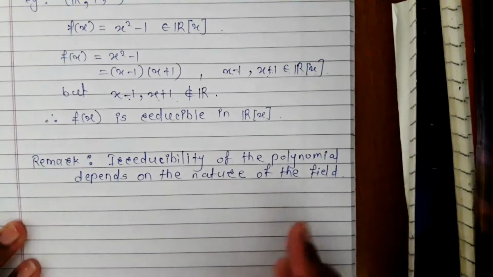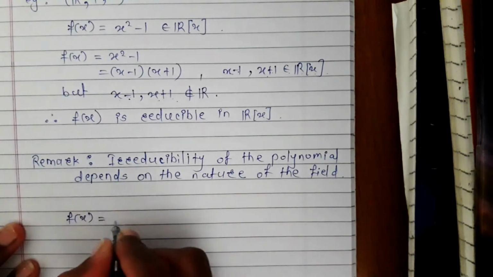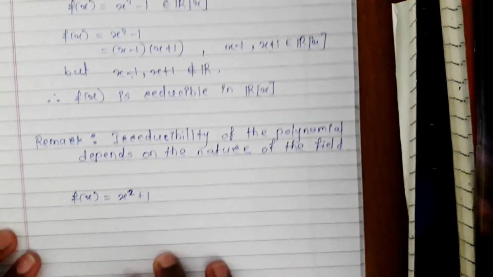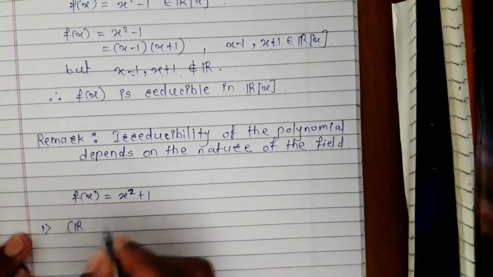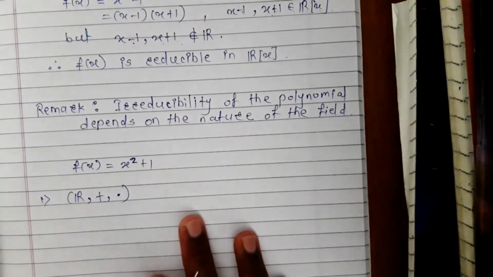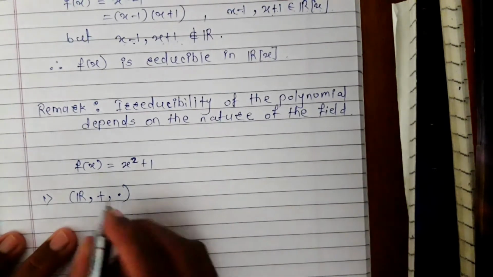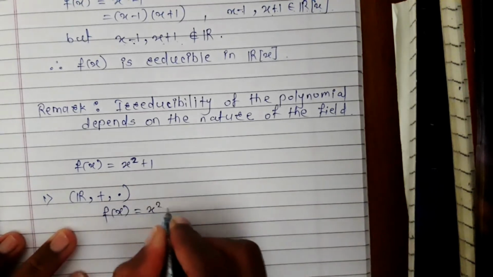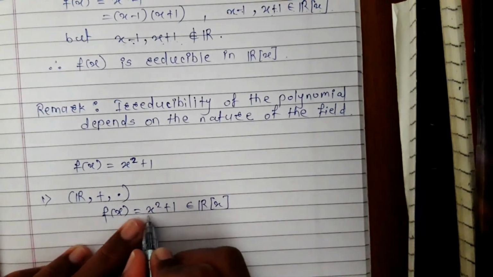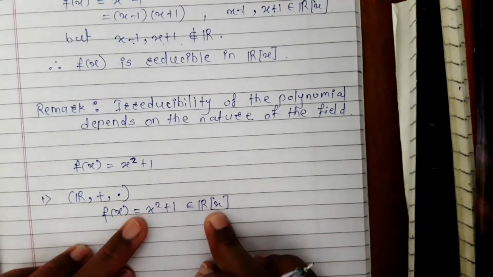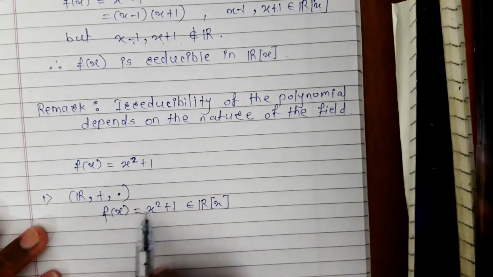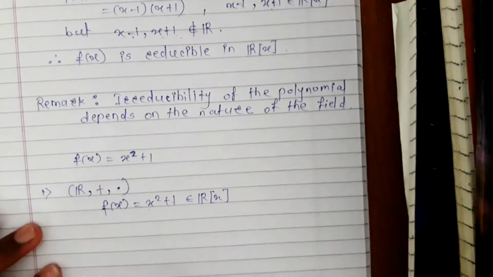For this, consider a polynomial f of x is equal to x square plus 1. Now first we consider the field, the set of real numbers with binary operations addition and multiplication. Then clearly f of x is equal to x square plus 1 belongs to polynomial ring Rx, because here the coefficient of x square is 1 and this 1 both belong to the set of real numbers. 1 and 1 are real numbers. Therefore f of x is equal to x square plus 1 belongs to polynomial ring Rx.